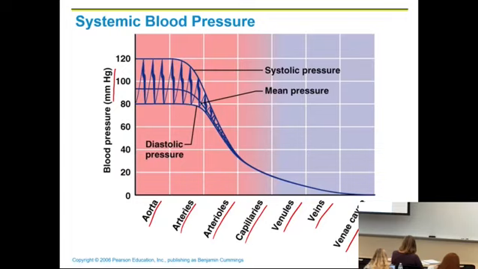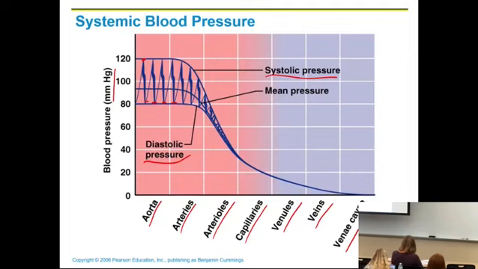And what we can see is that throughout our arteries, we see the spiking high points and low points, right? So it goes up, comes down, goes up, comes down. Every time it goes up, that's when the ventricles are contracting. That's called systolic pressure. Systolic pressure is when the ventricles are in systole. Diastolic pressure is down here when the ventricles are in diastole, when they're relaxing and filling. So systolic pressure and diastolic pressure.